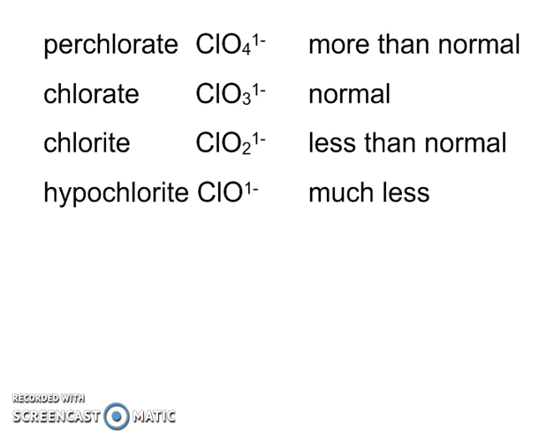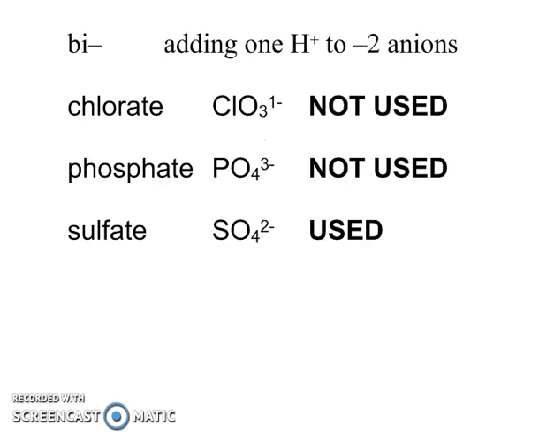Another prefix that we have to deal with is the bi prefix, which means we're going to add 1 hydrogen, 1 H+, to a -2 anion. Chlorate is ClO3-1-, so we cannot use the prefix bi with chlorate. Phosphate's PO4-3-. Again, we cannot use the prefix bi on phosphate because it's not a -2 ion.